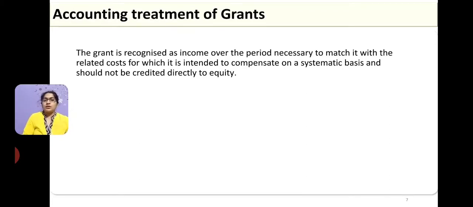So when it comes to the accounting treatment, as I told, it should be recognized as an income over the period necessary to match with the related costs which it is intended to compensate on a systematic basis. So again, I have told the same concept before also. That means whatever grants that we are receiving should be spread, like we are basically applying the matching concept, the accounting principle of matching, where the revenue has to be matched with the expenditure related to that.